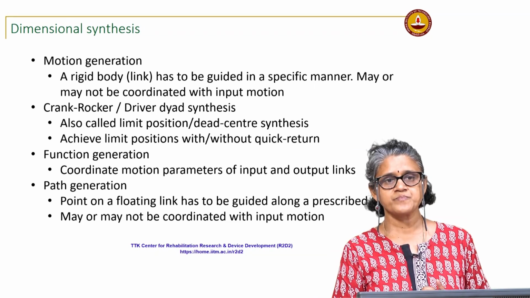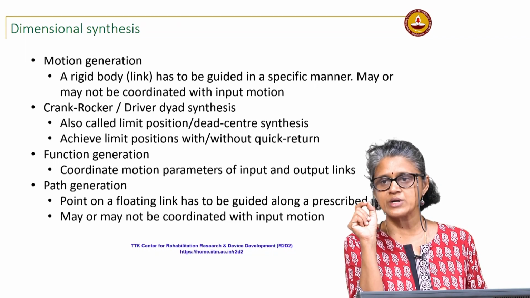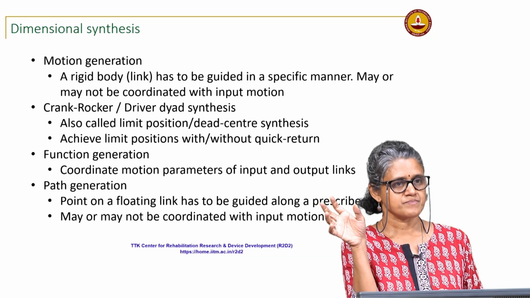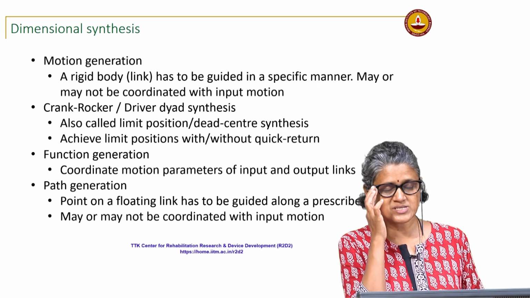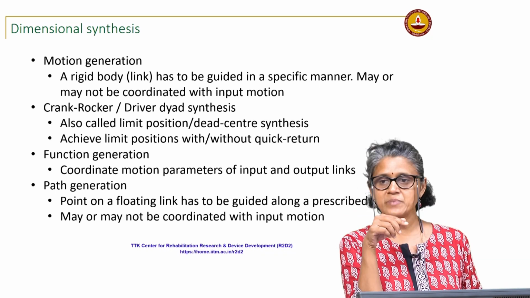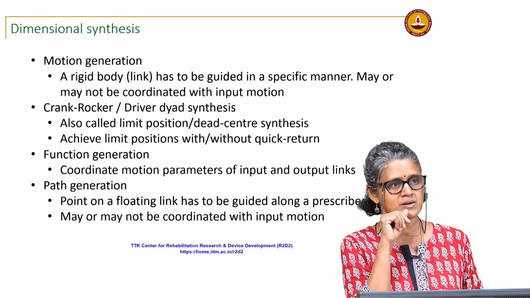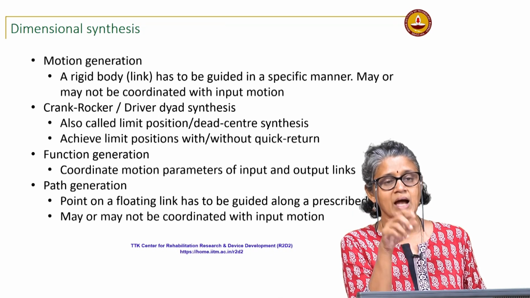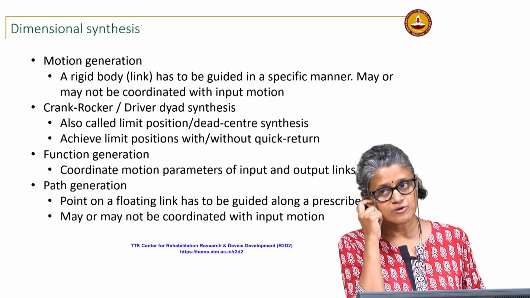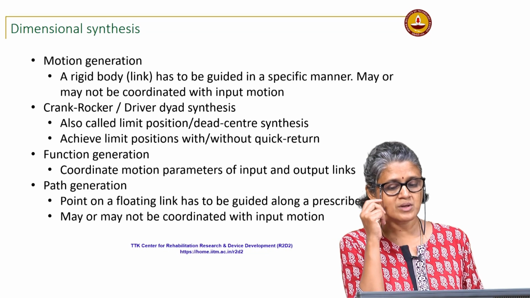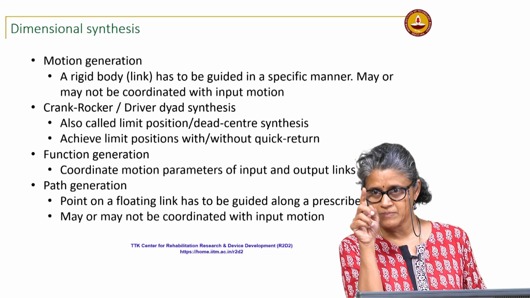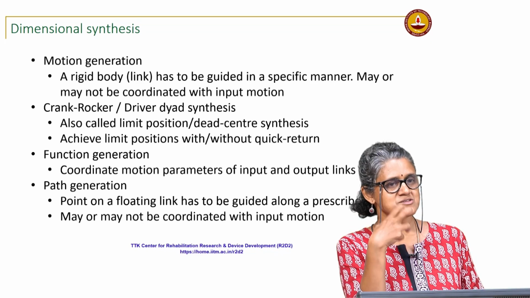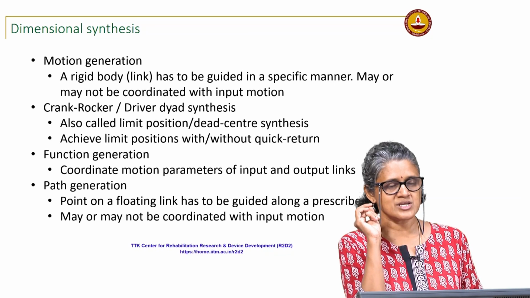The fourth category is where you have a point on the floating link, which is the coupler, which follows a certain prescribed path. You may recall the example I showed you of that film strip mechanism, where you had a point on the coupler which followed a certain path, and you may want to design a mechanism to do something like that. So, there the objective was the path of that coupler point. If that is your design objective, then we classify the problem as a path generation problem.